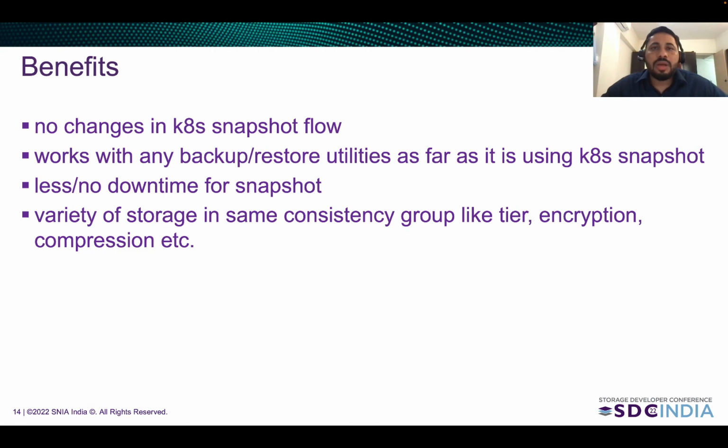The snapshots are quite fast because these work on COW, copy on write. So those are fast, so it doesn't cause much downtime, even no downtime. Okay. One question will come to mind, right? I have different requirements within the application. For some PVCs I require faster storage, for some I require encryption, for some I require compression. So how to achieve that in the same consistency group? So this works. You can put all these PVCs with different characteristics inside the same consistency group, and you will get the consistent snapshot.